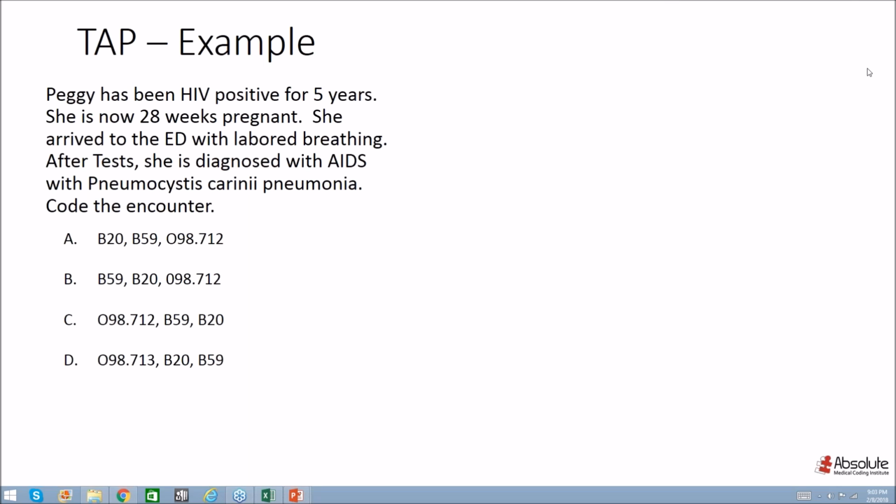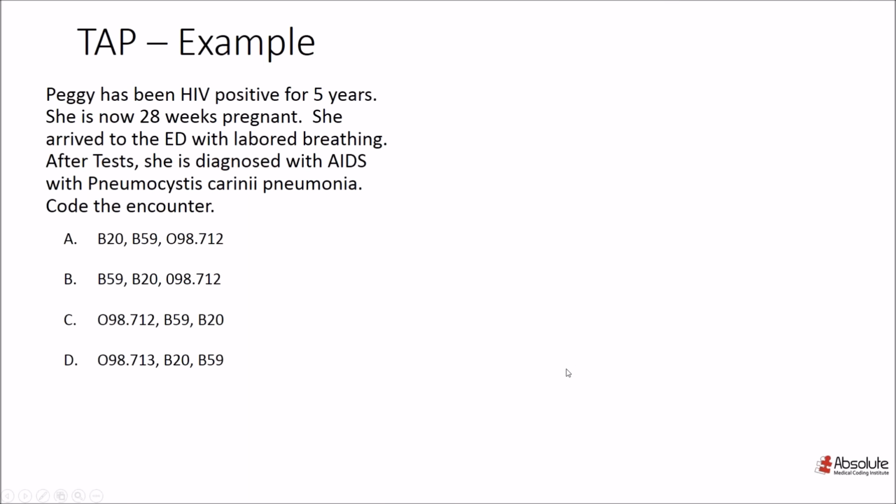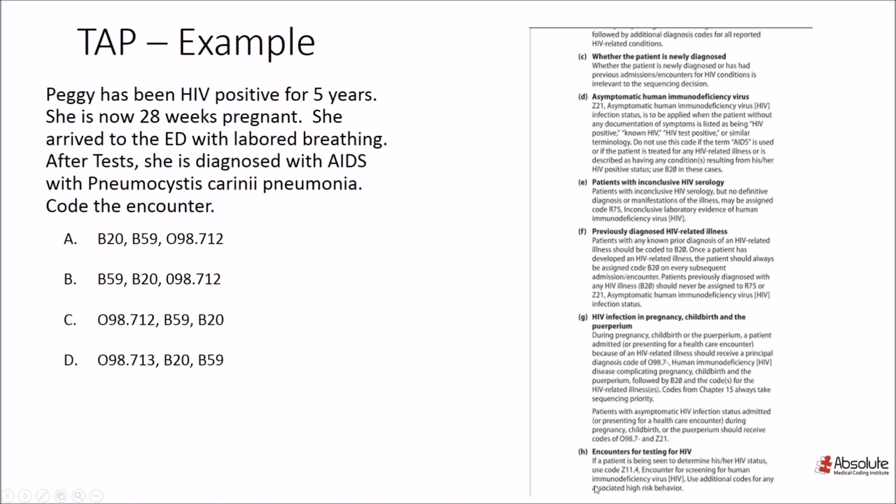Okay, coders, first thing I'm going to do, this is my TAP instruction. So I'm going to go to my guideline. I'm going to find the guideline that relates to pregnancy. I do boxing. That's my thing. So next to pregnancy in HIV, I put the sequencing order: O98.7- first, second B20, third HIV related illness. And I also box the guidelines so I can reference it.